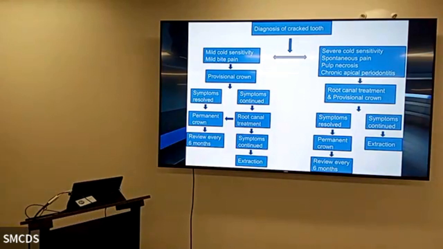Diagnosis of a cracked tooth. So when they come in and we're doing our testing, we're looking at the severity of what's going on here. If it's a reversible pulpitis or a fracture, even asymptomatic, the first thing I'll do is I'll call the dentist, let's get you back. Let's put a provisional crown, a temporary crown on the tooth. Everything's responding very normal. See if the symptoms resolve. If the symptoms continue, we can always do a root canal.